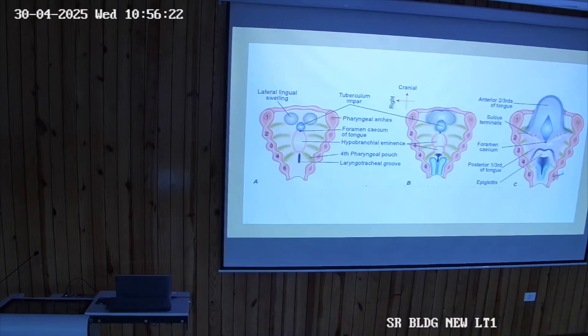So basically how many swellings are involved? There are 3 swellings. I mean, we shouldn't talk about numbers, we should talk about names. There are paired swellings, 2 lingual swellings. So we have tuberculum impar and lingual swelling developed in the first pharyngeal arch. They are going to form anterior 2/3 part of the tongue. And we have hypobranchial eminence. Here there is no contribution of second arch, so we leave it out because it remains below.